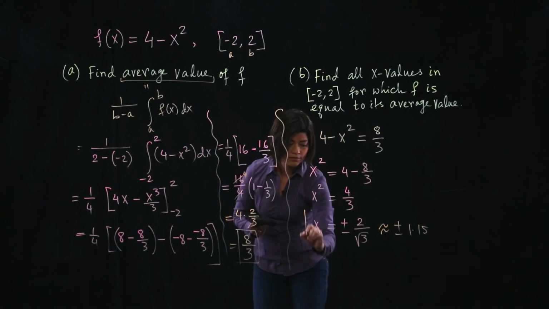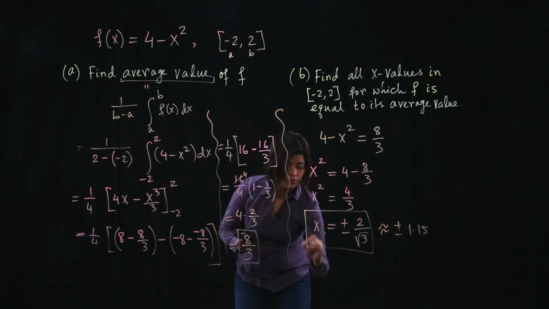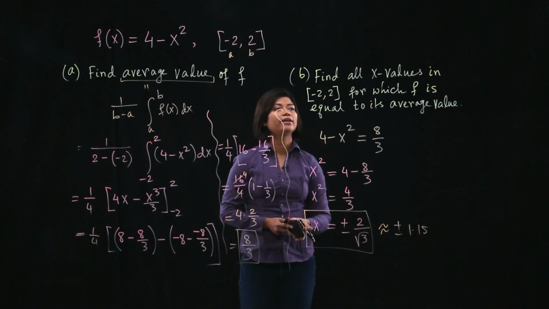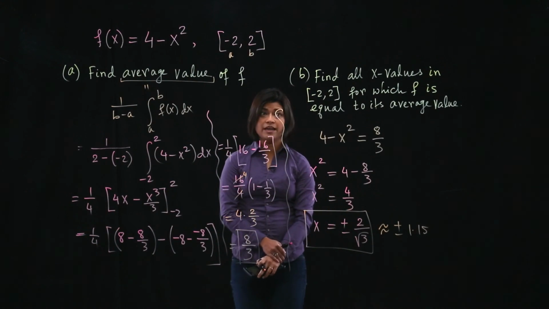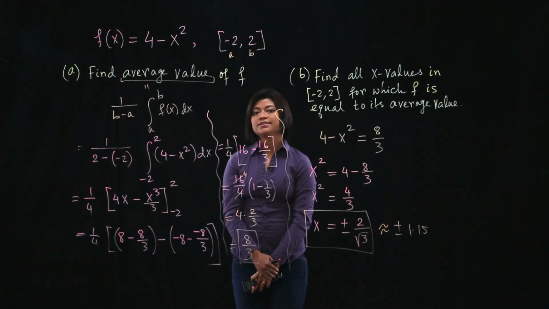And hence, this is your answer. These are the two x values where the function equals its average value inside this interval -2, 2.